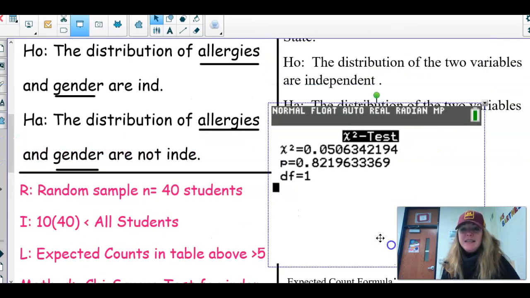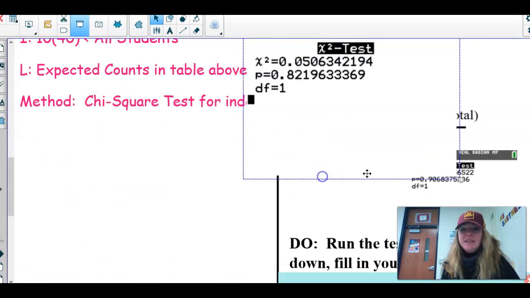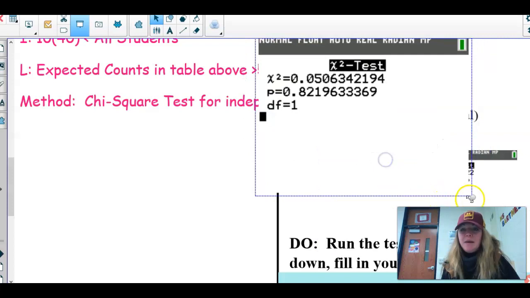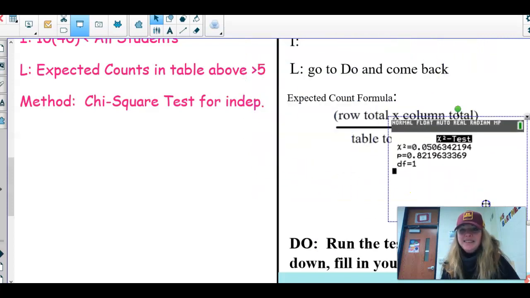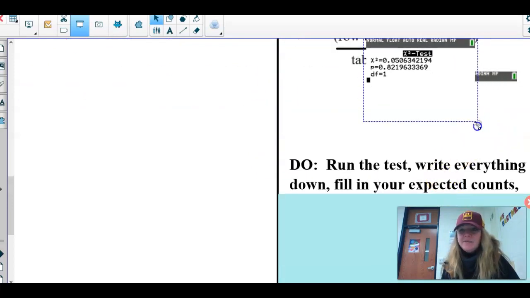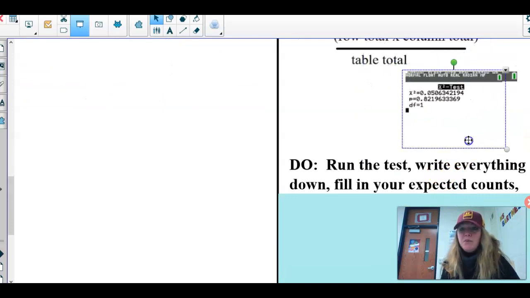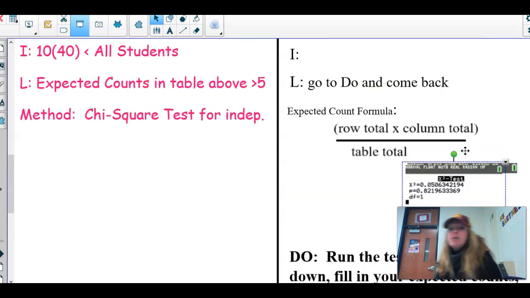And I have my fanciness, and I'm gonna bring it down. And I'm gonna cover up my other one, because that's wrong. So we ran the test, and we're gonna write everything down. So I'm gonna do that right now.